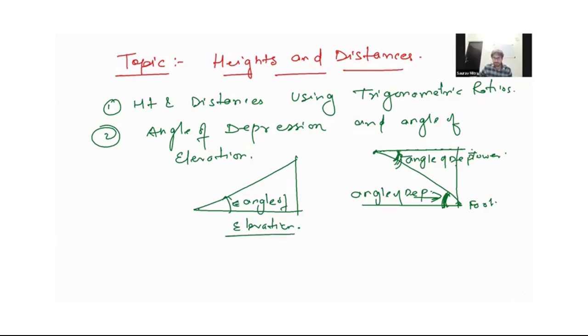And what is the angle of depression? If you are visualizing from the top, then the angle made with the base and the foot will be your angle of depression, by the alternate angle property. And the angle of elevation means if you are visualizing from the ground to the top of some building or tower. So things will be more clear if we solve some examples.